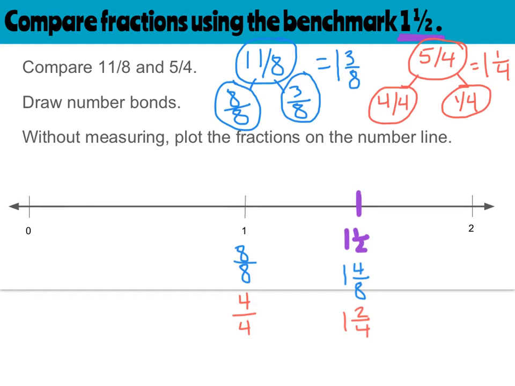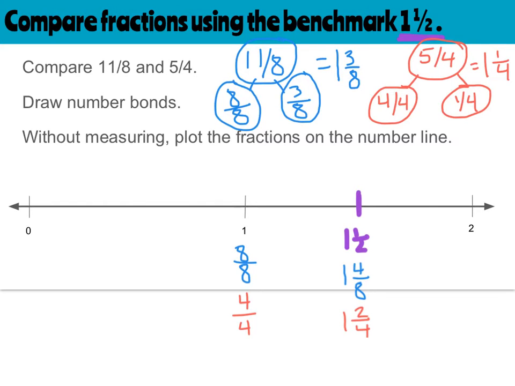I also took the opportunity to add my benchmark fractions in the units I'm using above. So I'm using eighths in blue, and I'm using fourths in red. So I know that 1 whole is the same as 8/8, and 1 whole is also the same as 4/4. I went ahead and added it for my benchmark fraction of 1 1/2. So 1 1/2 I know is the same as 1 4/8. 1 1/2 is also the same as 1 2/4. So now I have common units that are going to help me to put these on my number line.